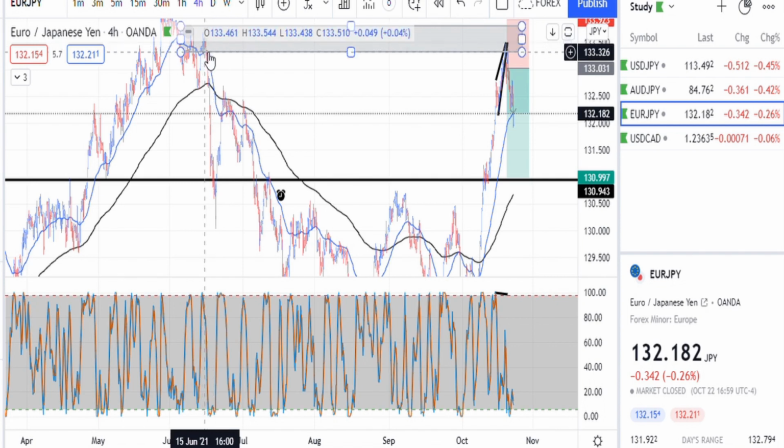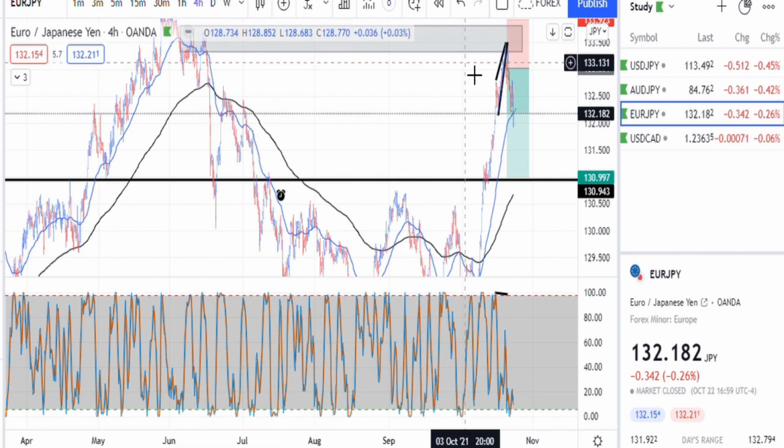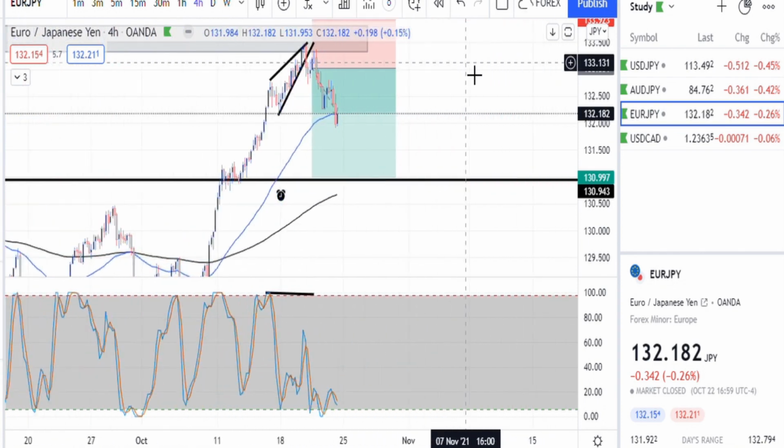So I knew that once it came to this area again, it was definitely going to show some resistance in the supply zone.